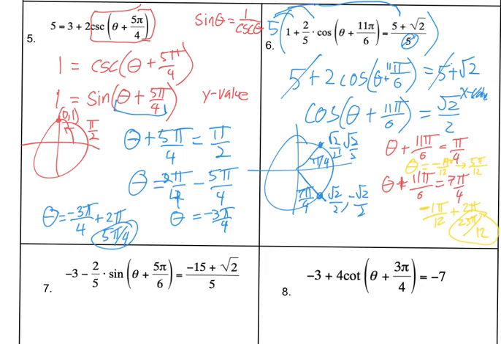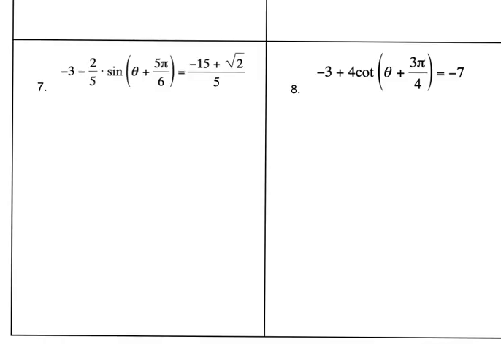Gross fractions in that, but those problems are not so scary. You need to get the trig stuff by itself. You need to figure out what angle we're talking about and then deal with the stuff on the inside. It looks to me like number 7 is going to be pretty similar, so let's take a look. I'm going to do the same thing and multiply everything by 5. It's going to be minus 15 minus 2 sine stuff is equal to negative 15 plus root 2.